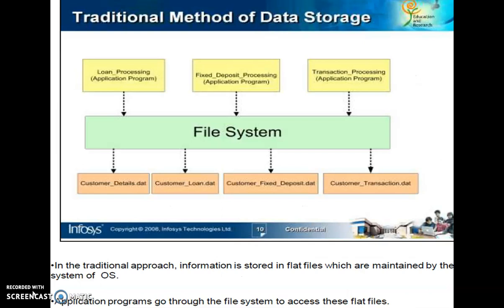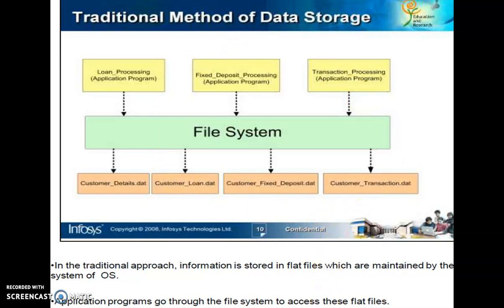Okay. So this is a pictorial representation of the traditional method of data storage. You'll have the loan processing application program, the fixed deposit processing application program, and the transaction application program. All three application programs will act on the file system, and different files are maintained. Okay? Customer detail, customer loan detail, customer fixed deposit detail, customer transaction. So this was the traditional method of data storage in a file system.